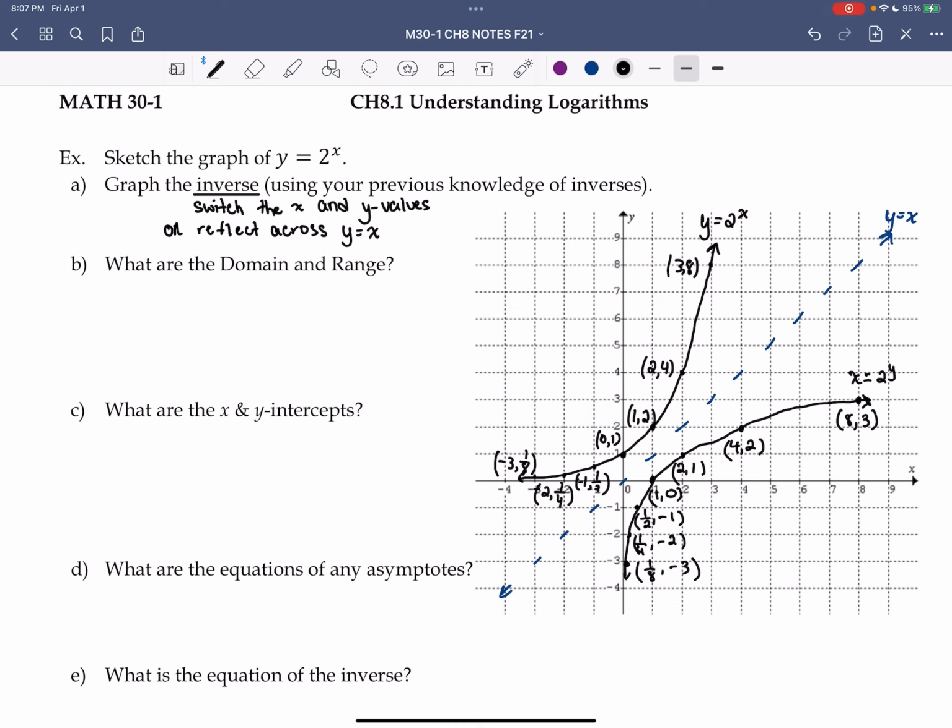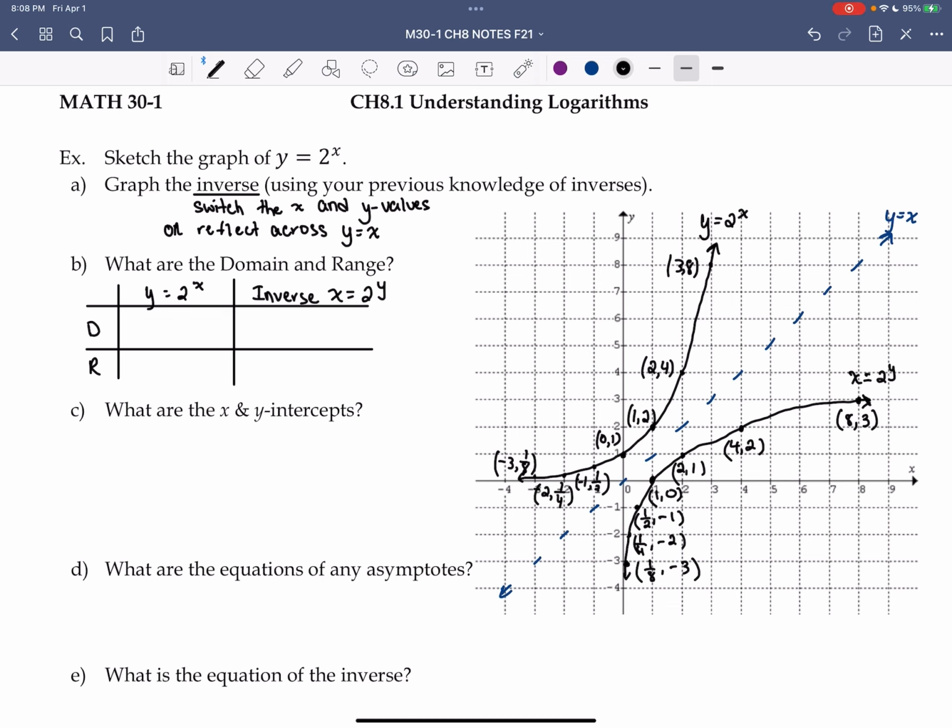Part B, what are the domain and range? Let's do the domain and range for both functions. So we'll make a table. We have the domain and the range. The first function is y equals 2 to the power of x. The second function is the inverse, x equals 2 to the power of y.